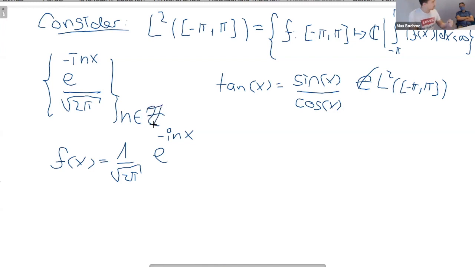So take this as a whole number. It can be minus 5, plus 5, whatever. So let's show that this is an orthonormal base indeed, by simply computing first what we have to do for this: computing the inner product between two of those base vectors.